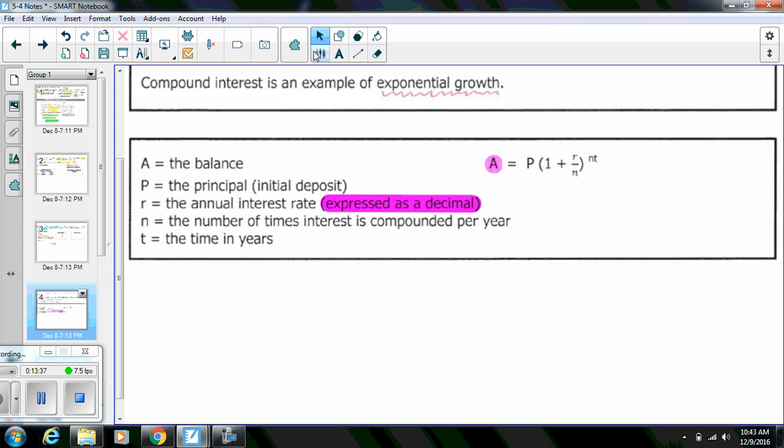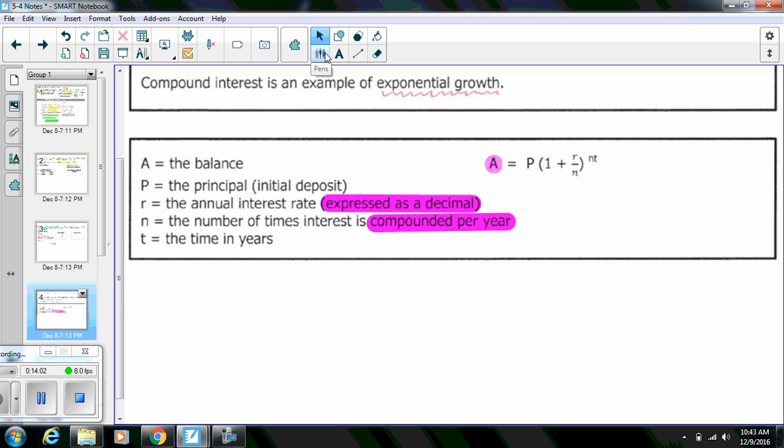Then we have N. N is the number of times the interest is compounded per year. So we're talking about in years here. So it could be compounded monthly, so that would be 12 times in 1 year. It could be compounded bi-monthly, which would only be half a year, so it would be compounded 6 times out of the year.